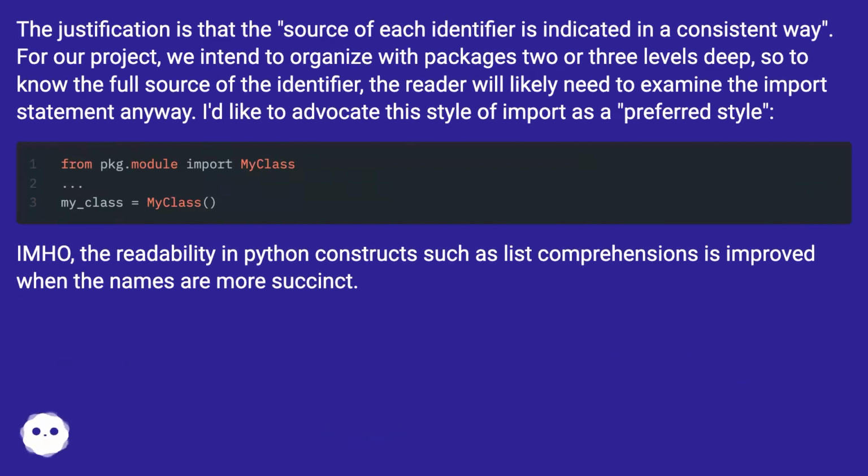For our project, we intend to organize with packages 2 or 3 levels deep, so to know the full source of the identifier, the reader will likely need to examine the import statement anyway. I'd like to advocate this style of import as a preferred style. IMHO, the readability in Python constructs such as list comprehensions is improved when the names are more succinct.